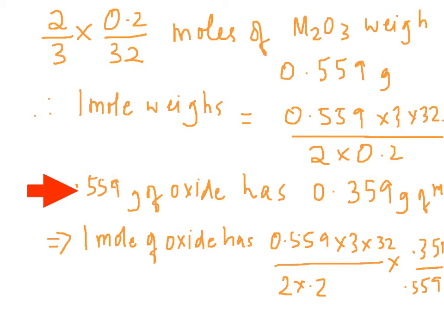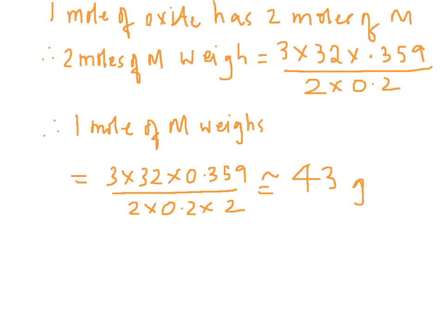Now this amount of oxide, 0.559 grams, has 0.359 grams of the metal M. Therefore 1 mole of oxide, which weighs this much, will have 0.559 times 3 times 32 divided by 2 into 0.2 times 0.359 by 0.559 grams. Okay, this is the mass of metal contained in 1 mole of the oxide itself.